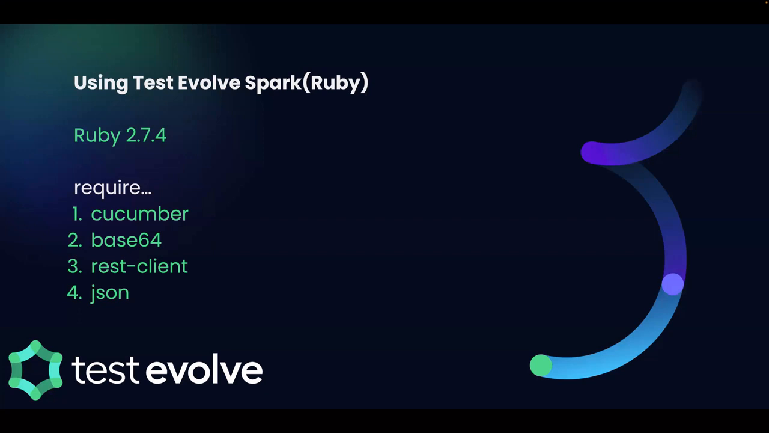And then we're actually using REST client, another Ruby gem, Ruby library, to do all the heavy lifting in terms of actually making the API calls to the backend. And then finally, in terms of interrogating the responses that we get back, in terms of making assertions, we're going to be using the JSON gem in order to do that.